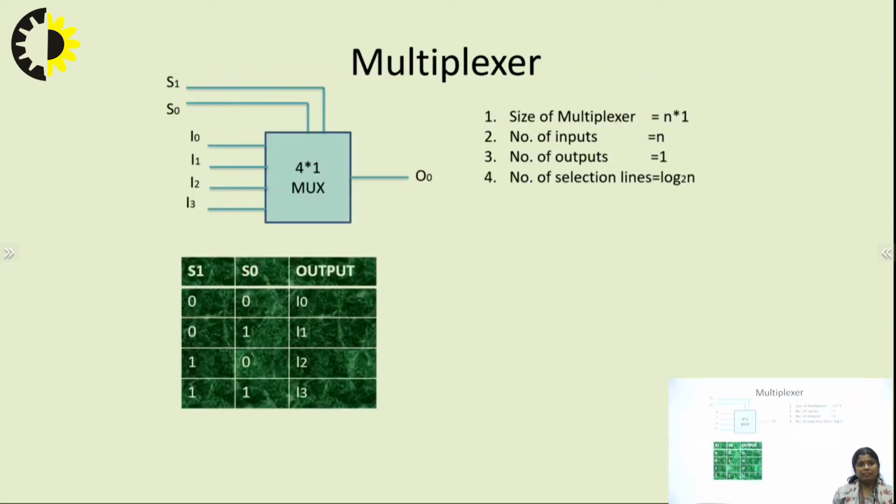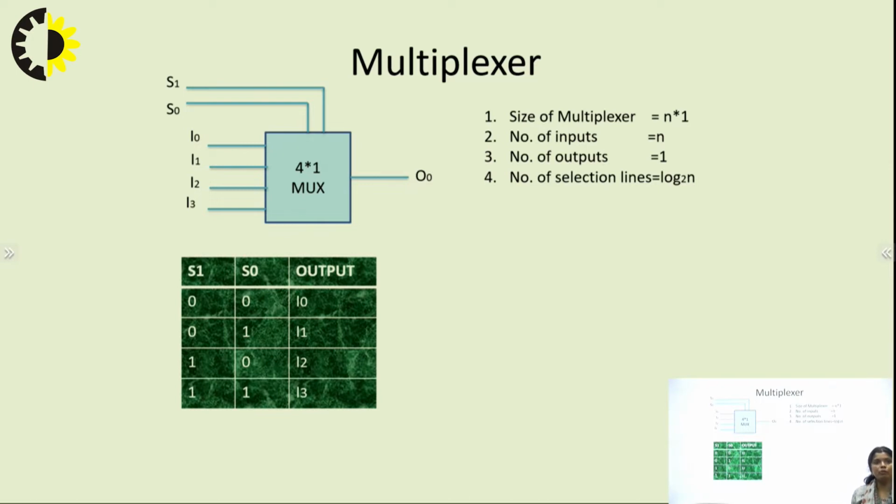Now, this is the block diagram of the multiplexer. The size of the multiplexer in general is n cross 1. N is the number of inputs and the 1 means there is always a single output. The selection lines depend upon how many inputs there are. If there are n inputs, the number of selection lines will be log of n to the base 2.